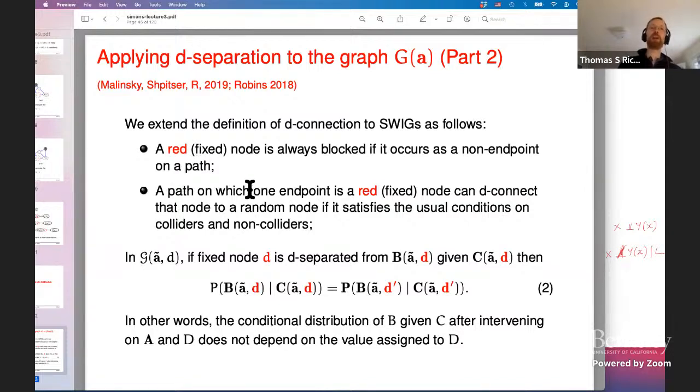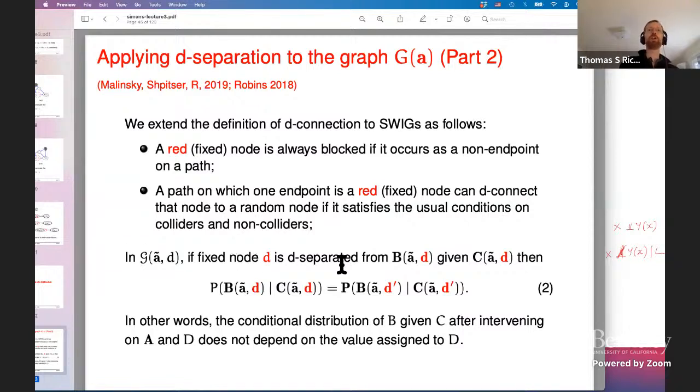So we'll say that a path on which one endpoint is a fixed node can d-connect to a random node if it satisfies the usual conditions on colliders and non-colliders. So that means, as before, all of the colliders and non-colliders must be random. We're not allowing any nodes on the path except the endpoint to be fixed, and we're having the usual conditions on those variables. Question?